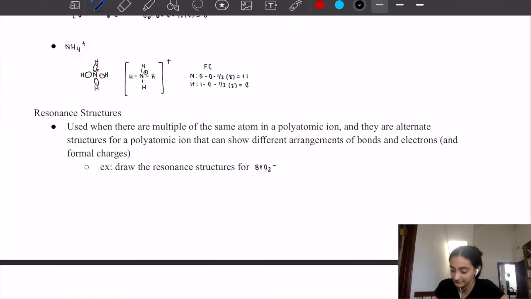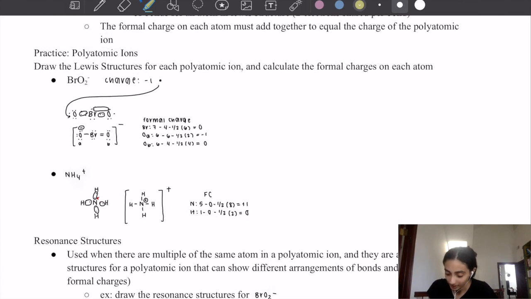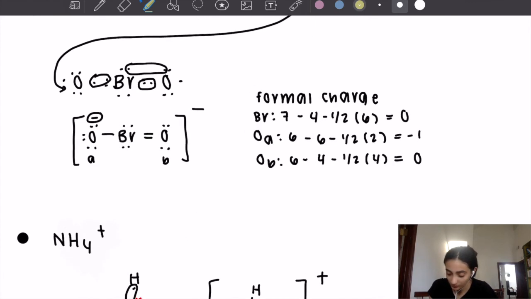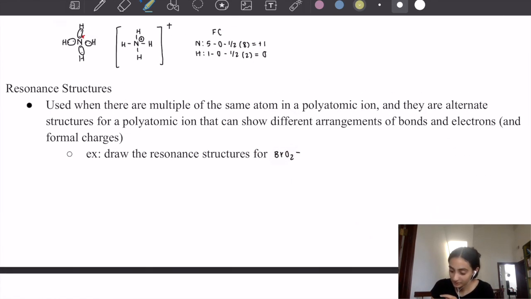Now we're going to talk about resonance structures, which is basically when different atoms of the same element in a polyatomic ion have different bond orders. So here with BrO2 minus, as you can see, one oxygen had a bond order of 2 and one had a bond order of 1. Now in a different resonance structure, those could be flipped. So there are alternate structures for the polyatomic ion that show different arrangements of bonds and electrons. And that is what a resonance structure is.